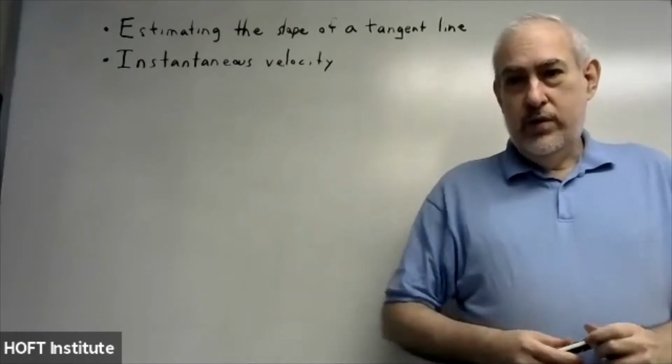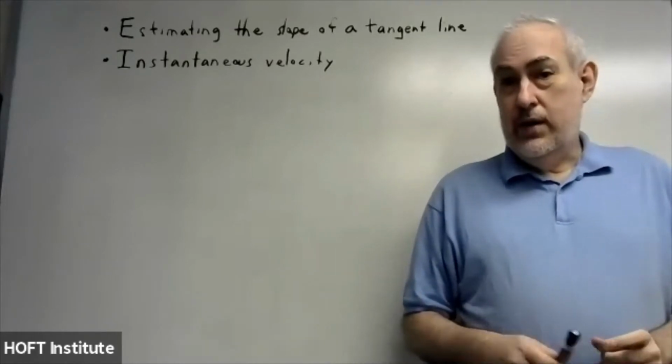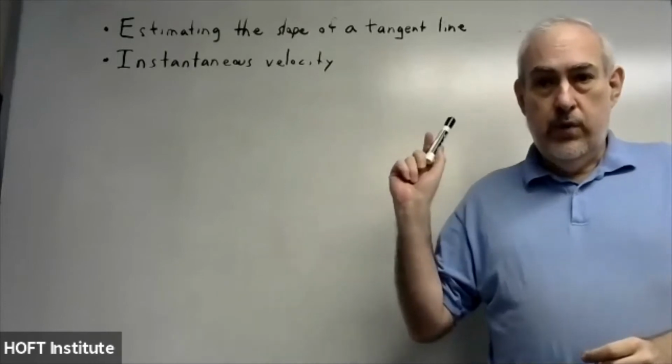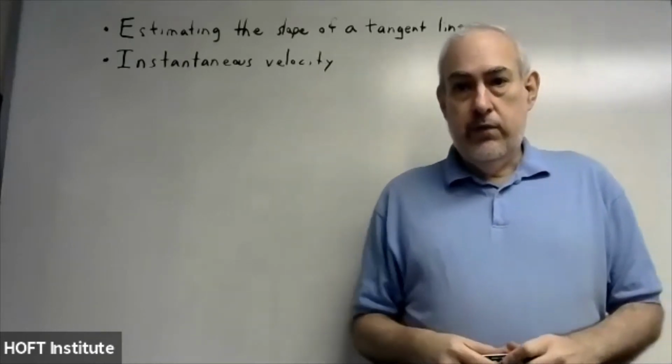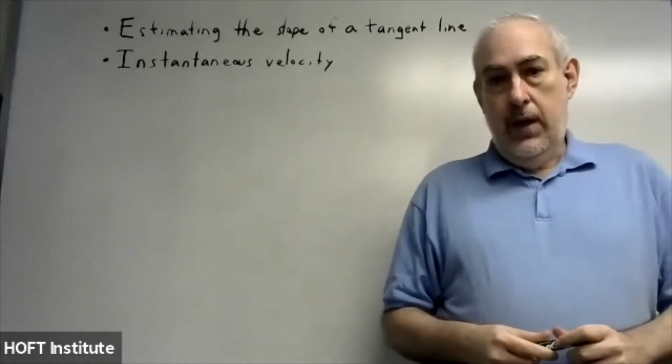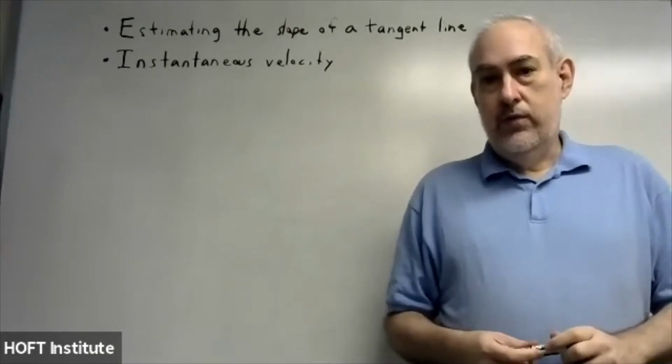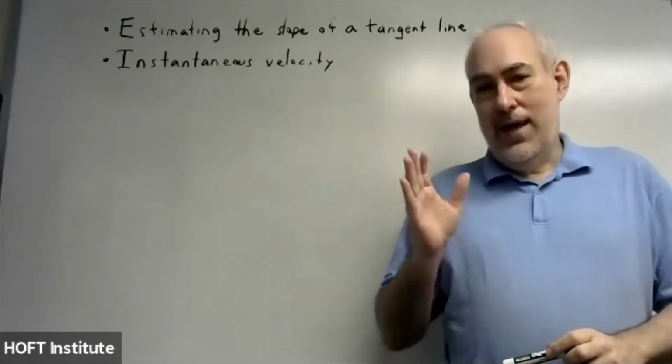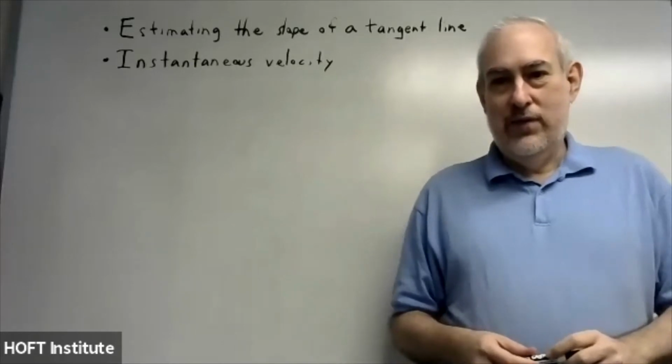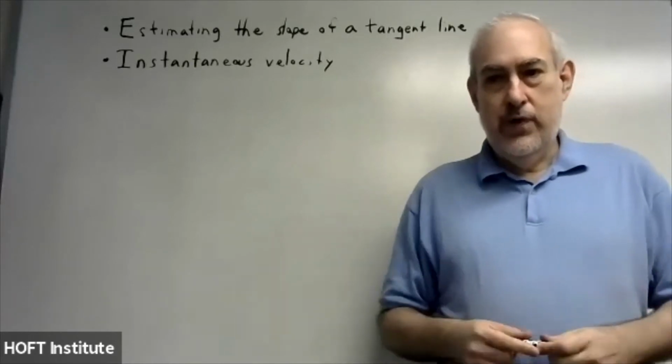Hello, welcome. Today we're going to be talking about these two topics. We're going to be talking about estimating the slope of a tangent line and finding the instantaneous velocity, or I should say estimating the instantaneous velocity for some function.